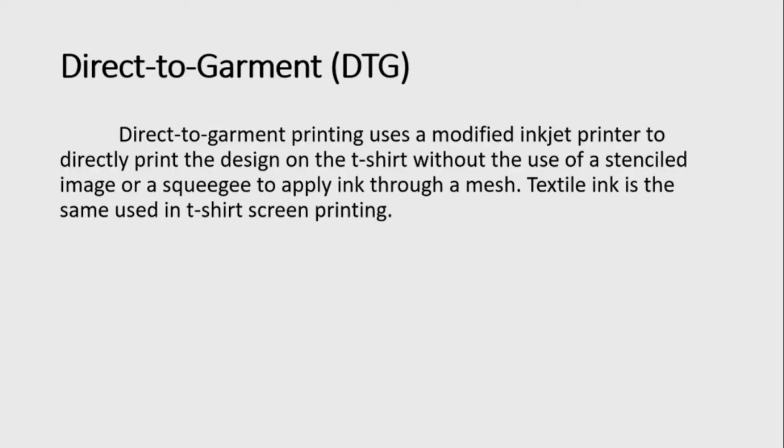The other one is direct-to-garment or DTG. Direct-to-garment printing uses a modified inkjet printer to directly print the design on the t-shirt without the use of a stenciled image or a squeegee to apply ink through a mesh. Textile ink is the same used in t-shirt screen printing.